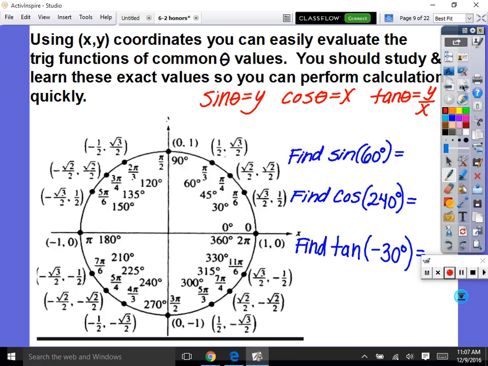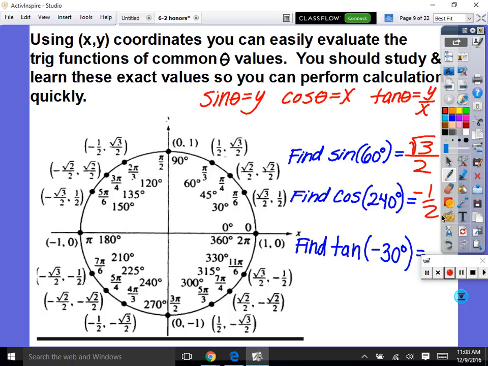So if I said to you, find sine of 60 degrees, locate 60 degrees. Sine is y, correct? So the exact value is the square root of 3 over 2. You see how easy that was? Now if I said to you, find cosine of 240 degrees. Now we go around, find 240 degrees. Cosine is x, so our exact value would be -1/2.